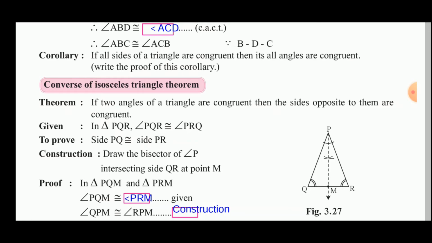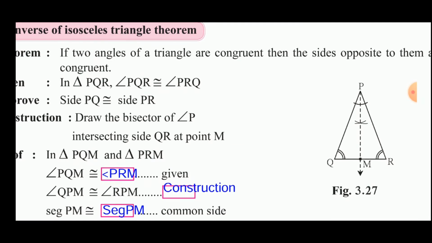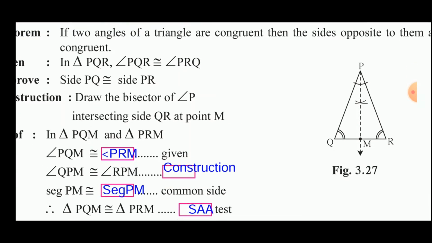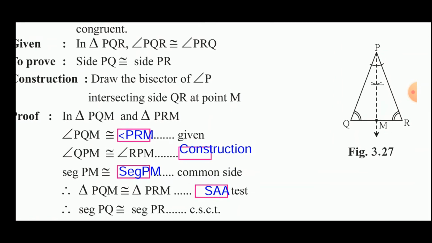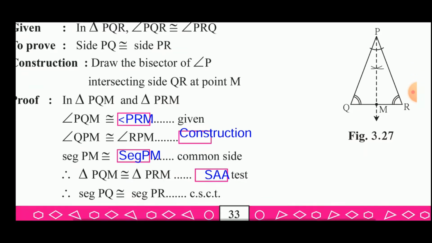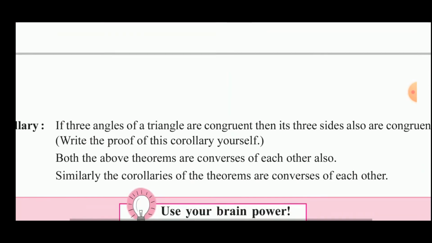Now again here the construction is, draw the bisector of angle P intersecting side QR at point M. So in triangle PQM and in triangle PRM, angle PQM is congruent to angle PRM. This is given. Angle QPM is congruent to angle RPM. This is by construction. So you have to write segment PM is congruent to segment PM, common side. So therefore triangle PQM is congruent to triangle PRM by SAA test. So therefore segment PQ is congruent to segment PR.